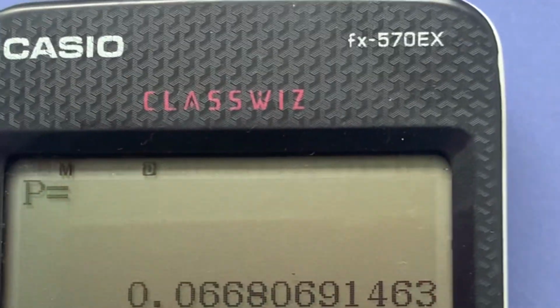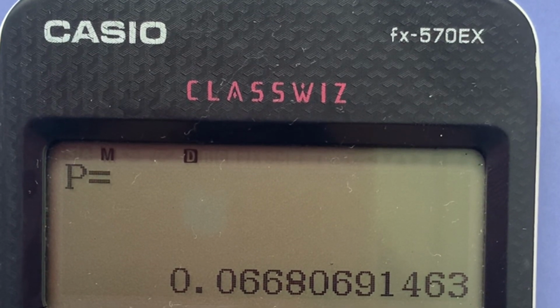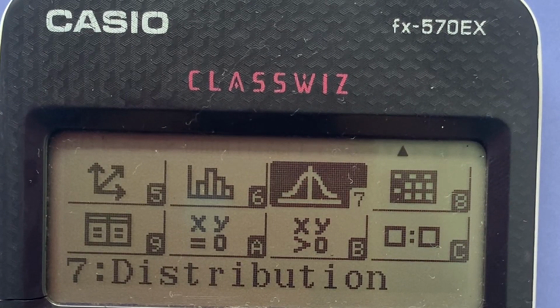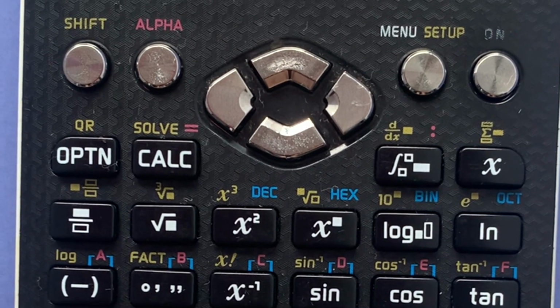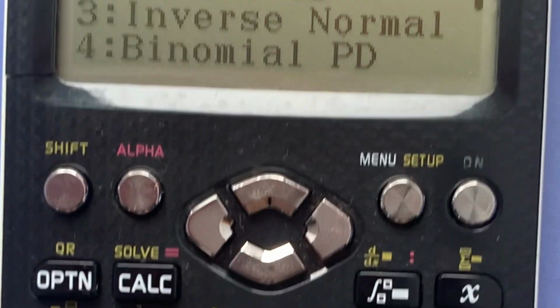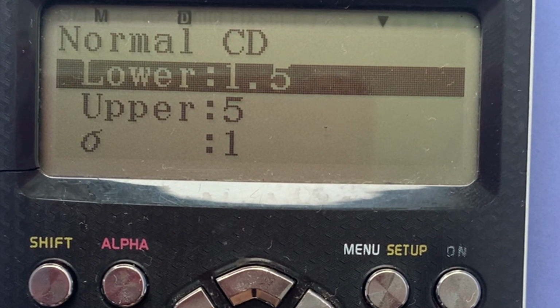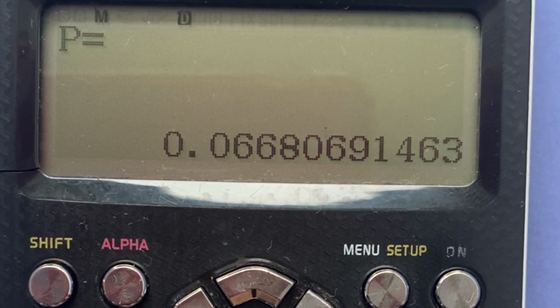So this is the answer that I gave to you just now, 0.06681. Please remember to round off your answer correct to 4 significant figures. Alright, so I just repeat again. Choose the bell shape, number 7, and then after that you choose the normal CD. Then you key in the lower and upper limit. So this is the answer, and this is a pretty cool way to get the answer from the calculator.